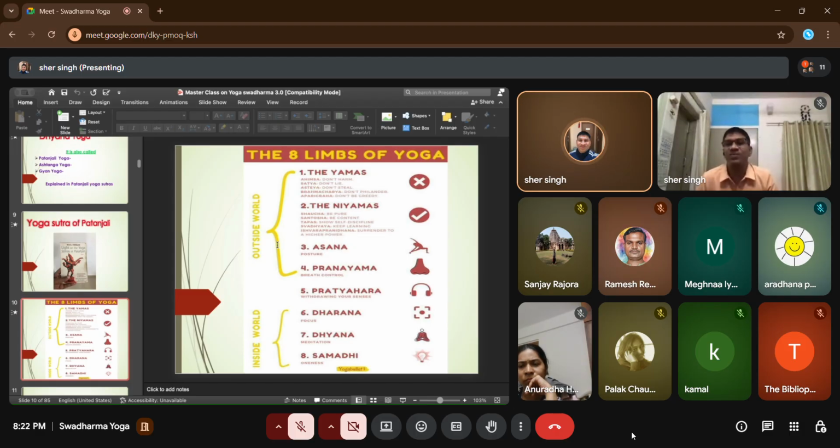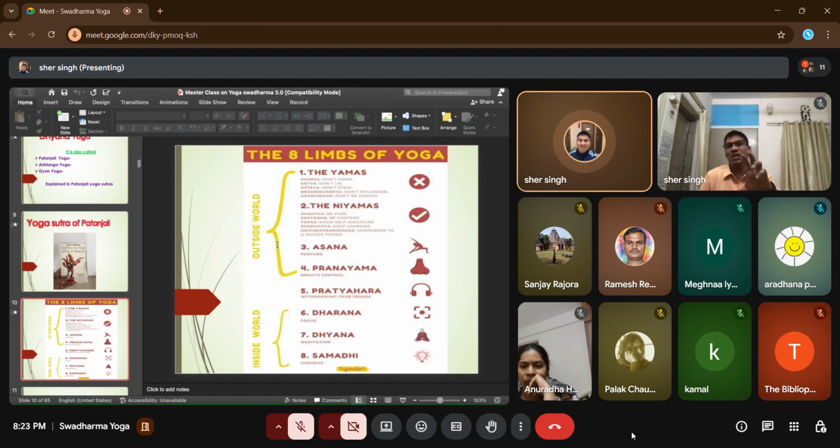Then pratyahara. Pratyahara means withdrawing our senses, just like a tortoise. When we practice these four, then we turn our mind inwards. Then first comes dharana. Dharana means focus. Then after dharana comes dhyana. Dhyana means meditation. And at the last, samadhi. This is called oneness or enlightenment.